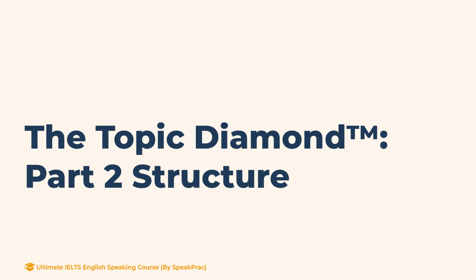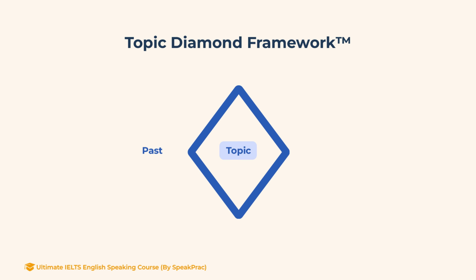First, a super quick refresher of our core Part 2 strategy, because everything we do today builds on this. Remember the topic diamond? Instead of just following the cue card bullet points, we tell a story using 4 key angles. The past, which is the background. The present, where you give a description. The future, where you talk about your plans. And the opinion or feelings, which is the heart of your answer. Now this topic diamond ensures you always have something to say and your answers flow logically.